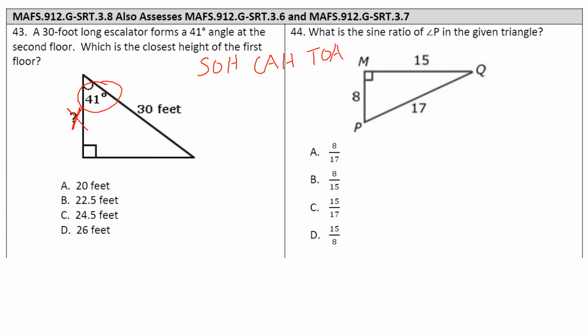Labeling this figure based on the angle we're using. This is our hypotenuse. This would be our adjacent. So for this problem, we're using cosine. So cosine of 41 degrees equals adjacent, which is X, over hypotenuse, which is 30.